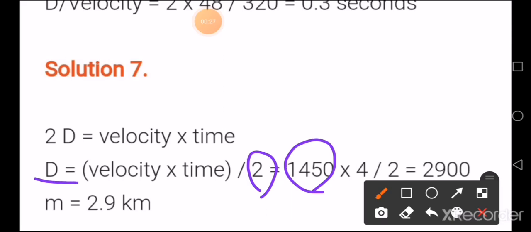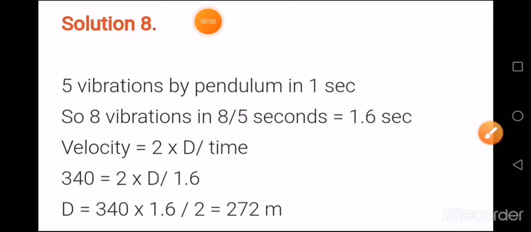Now here, since it is a submarine, you have converted the distance to kilometers. If you don't convert also, no problem, you can leave it in meters, but it will be better if you write it in kilometers, because it is a question related to a submarine. Deeper values, deeper distances you are getting, isn't it? That's why. Now coming to your question number 8.